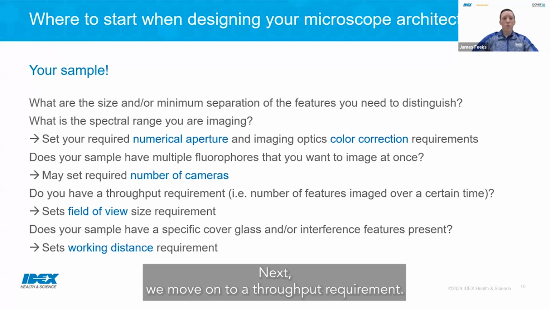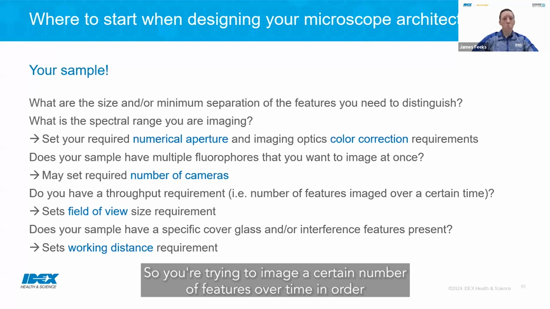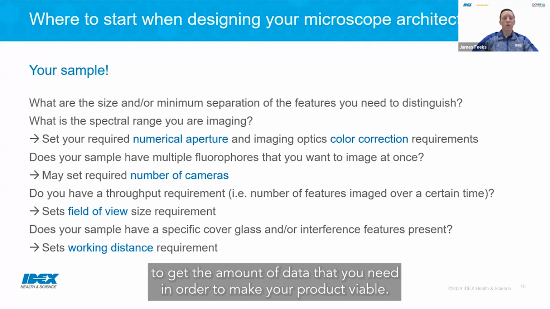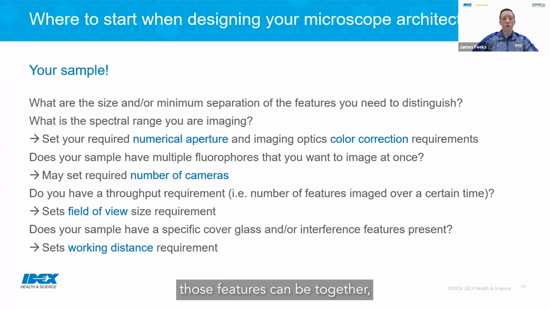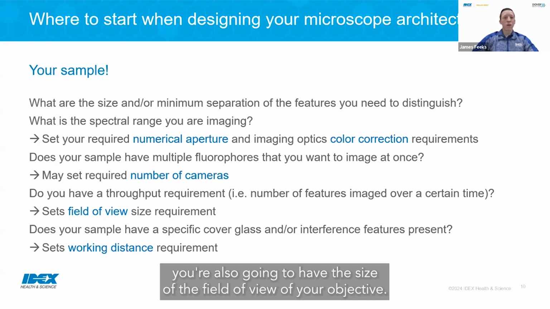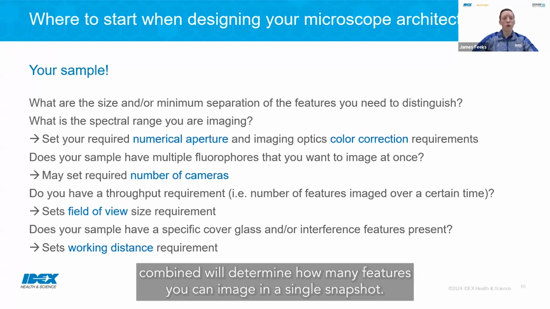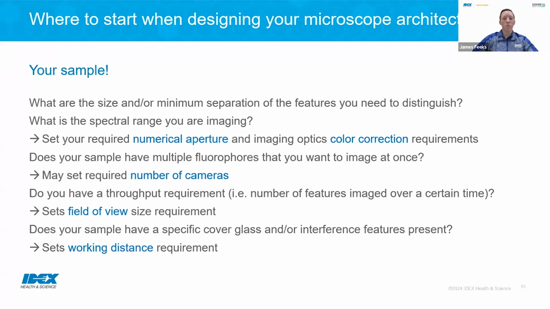Next, we move on to a throughput requirement, right? So you're trying to image a certain number of features over time in order to get the amount of data that you need in order to make your product viable. So alongside the numerical aperture, which of course sets how close those features can be together, you're also going to have the size of the field of view of your objective, right? And those two things combined will determine how many features you can image in a single snapshot.